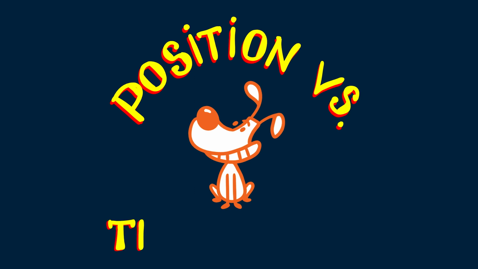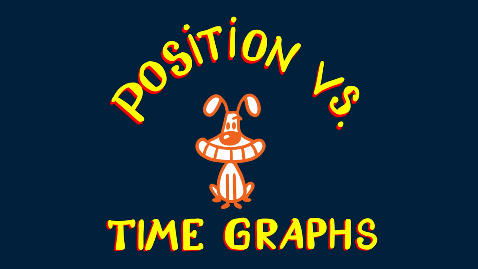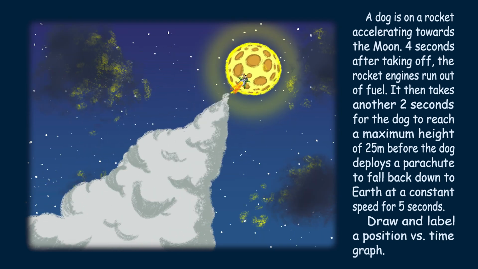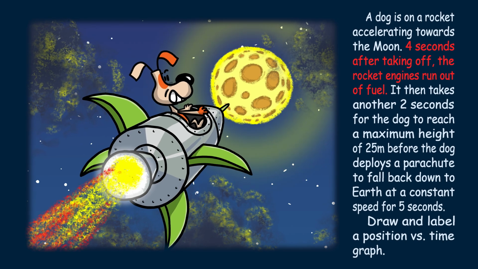Here's how to draw position versus time graphs in physics. A lot of times you'll be given some sort of word problem, such as this one, where a dog is on a rocket accelerating towards the moon. 4 seconds after taking off, the rocket engines run out of fuel.